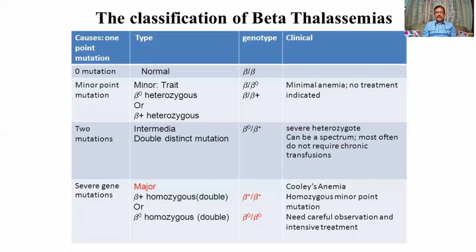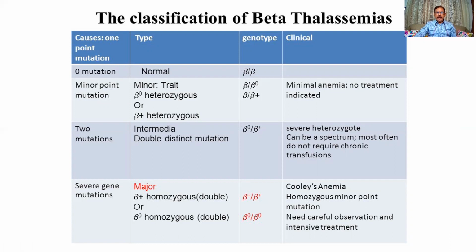This is a very important classification which you should learn by heart. Thalassemia itself can be a trait, that is minor, or intermediate or major. These are the three types. In the first case, it is a normal patient, and both the genes are normal. Whereas in one, only one particular gene is defective, whereas the other is normal. And so also here there is a partial defect in one gene. So in all these cases, it will turn out to be a minor trait. There will not be much manifestation of the disease. No treatment is indicated, but follow-up is required.